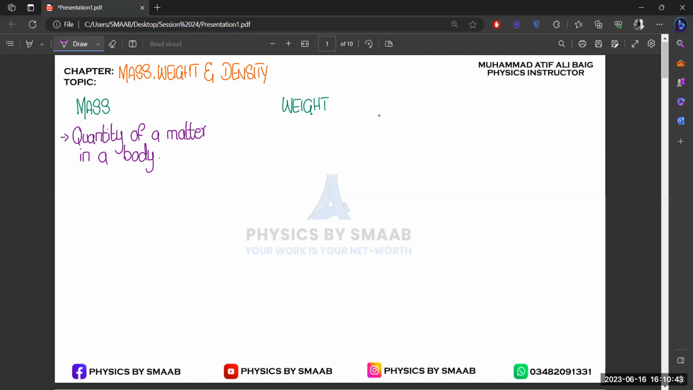ठीक है, so if we want to define the weight, so in simple words we can define weight as: weight is a force.